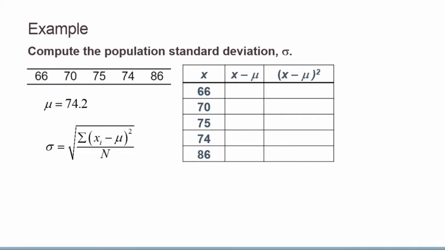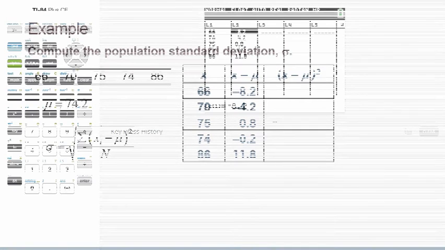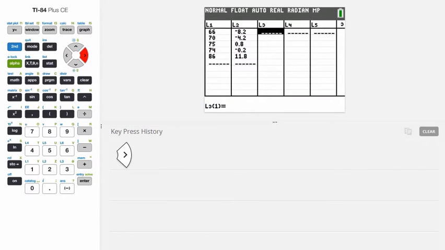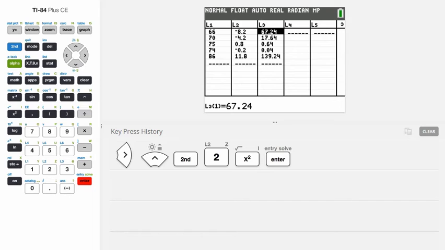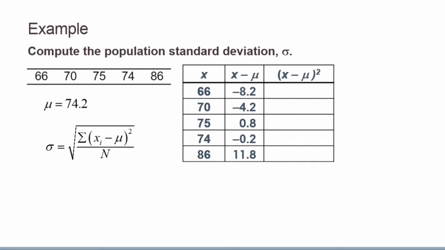Moving back to our table, we enter in that information. Now we want to square that data. Going back to our calculator, we arrow over to L3, then up. We want to square the numbers in L2, so second, 2, x squared, enter, and now we have our data points squared. Going back to our table, we can enter in our information.